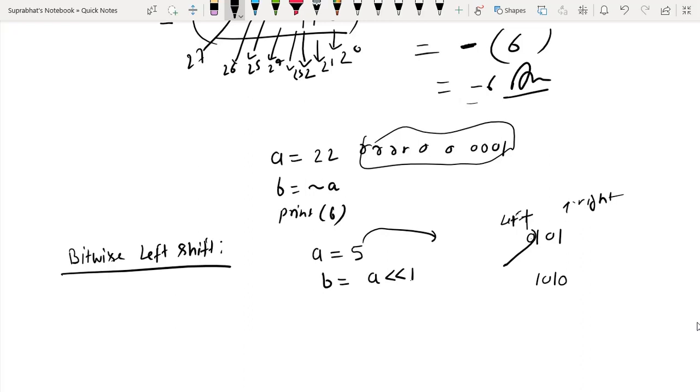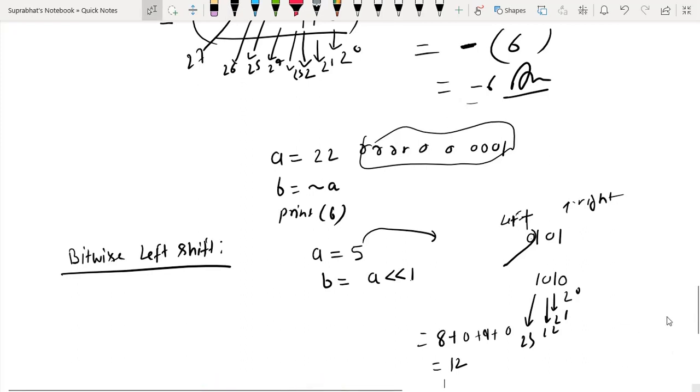Now what will be the answer? 2 to the power 0, this is 2 to the power 1, this is 2 to the power 2, this is 2 to the power 3. Now 2 to the power 3 is 8, 0, and 2 to the power 2 is 4, and the last one 0 into 2 to the power 0, that is 0. Now it is showing like 12. Let us check what will be the answer.